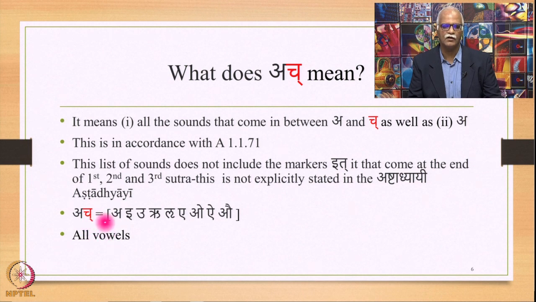So ach stands for a set of sounds a, i, u, ru, lu, e, o, ai and au. If you look at them closely, you will observe that they are all vowels mentioned in these 14 sutras. So ach therefore stands for all vowels. So this short term ach does capture a data set. There are in all 9 vowels which are denoted by this small term ach, all vowels.